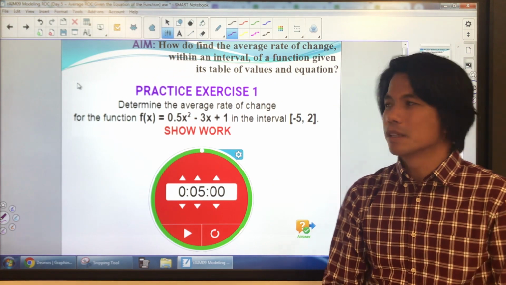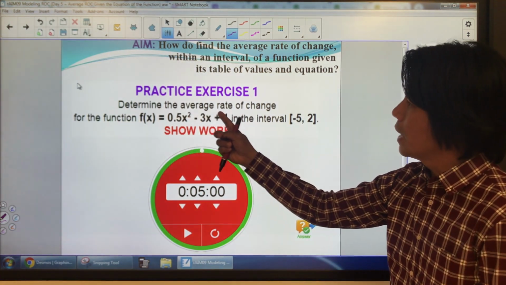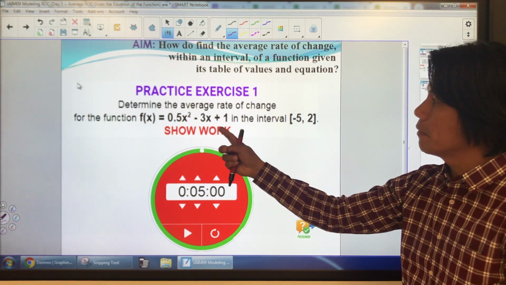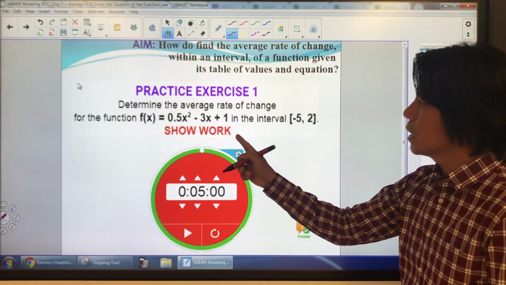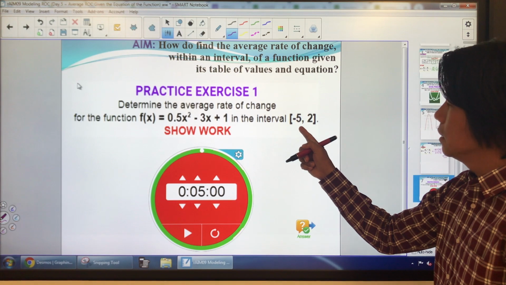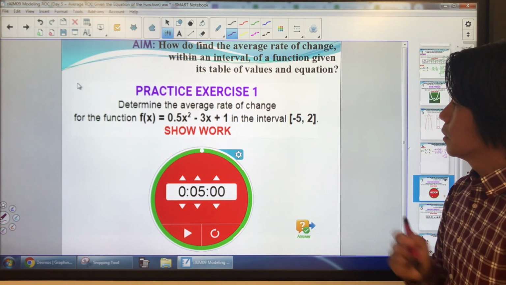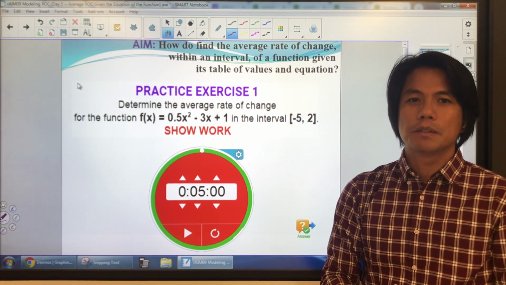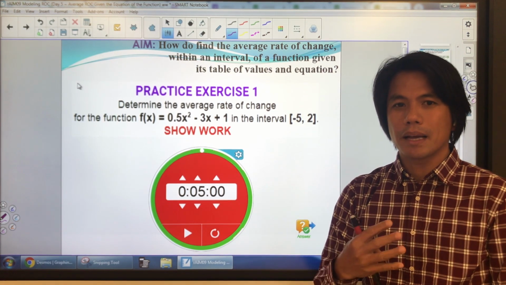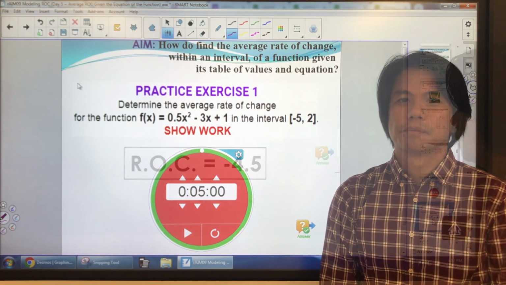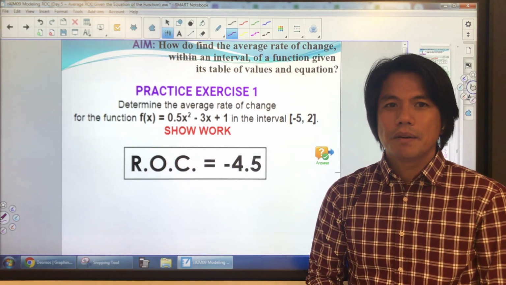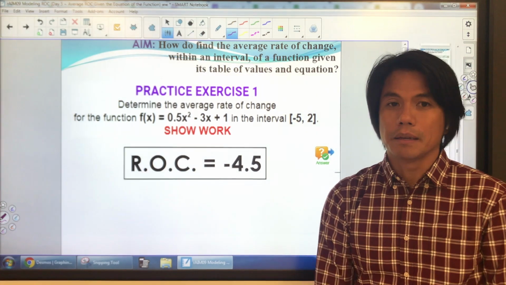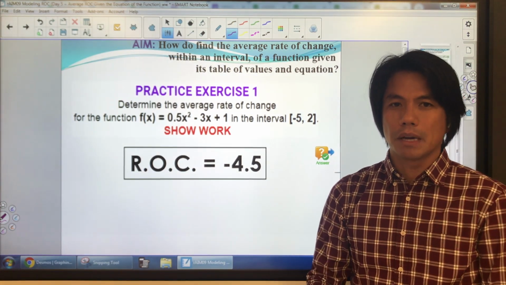Now it's your turn. Go ahead and determine the average rate of change of the function f of x is equal to 0.5x squared minus 3x plus 1 in the interval from negative 5 to positive 2. Make sure you pause your video while you're doing it. Once you're done, come back so that you can check your answer. The rate of change must be negative 4.5 within the given interval.